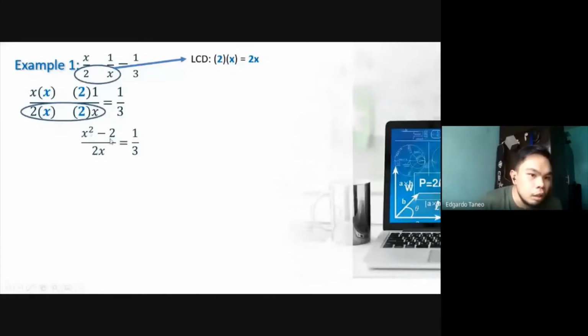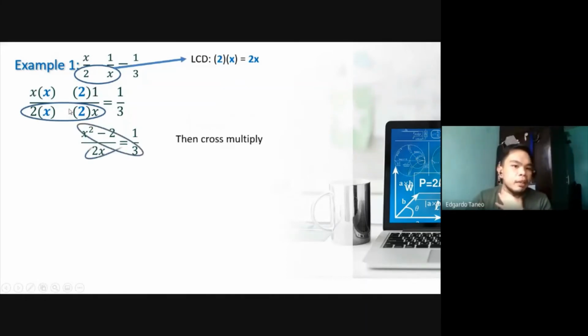Then copy the LCD. Again, x times x is x squared. 2 times 1 is 2. Since they are dissimilar terms, hindi natin pwedeng i-combine yan. So ang gagawin nyo lang is kokopyahin yung operation. Okay? May operation yan dyan kanina. Natakpan lang netong oval. Then copy the LCD.